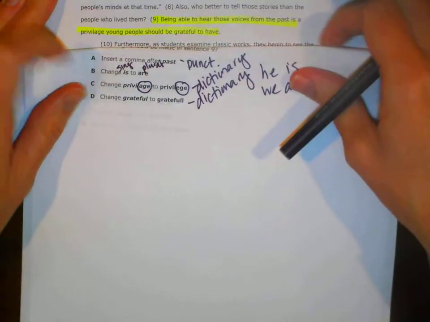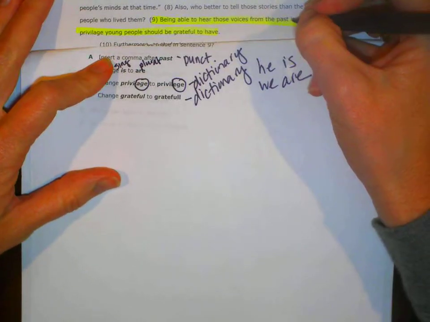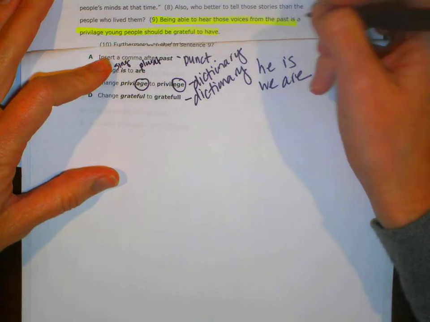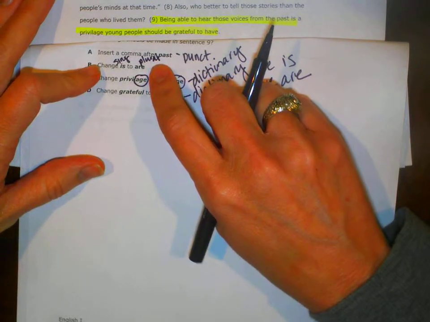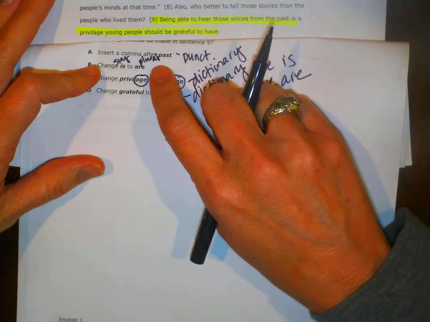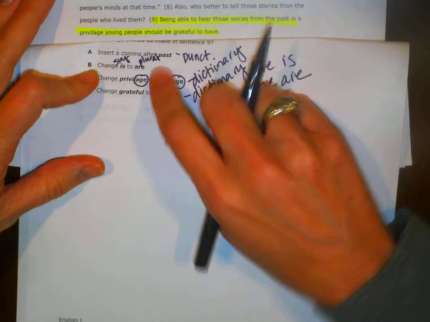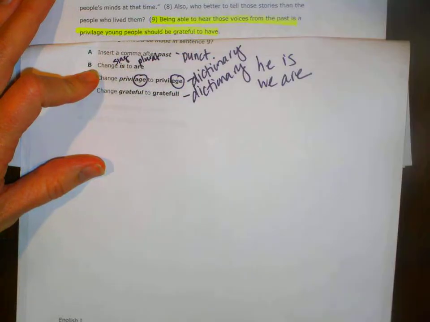Being able to hear those voices from the past is a privilege. Do I need a comma there? Being able to hear voices from the past is a privilege to young people, who should be grateful to have it. Okay. Now the next one is "are."